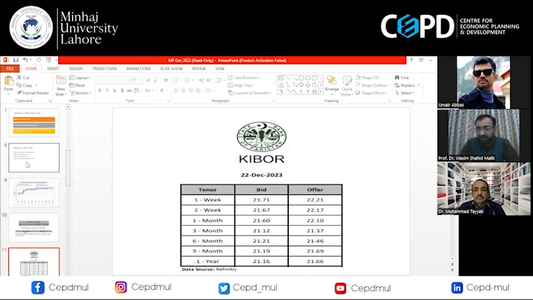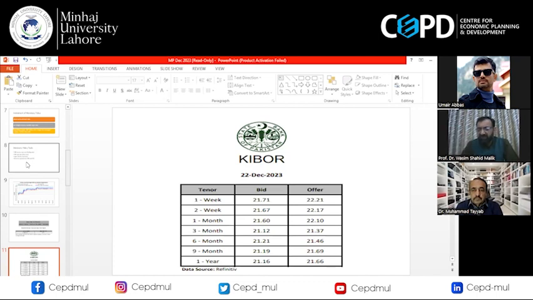Now look at the KIBOR rates. All these KIBOR rates are within the limit of 21 to 22%. Although there is no guarantee that the 1 year KIBOR rate is within the limit, and it can be outside, because the limit is set for the short-term interest rate. If you look at the 1 week, 2 week, and 1 month KIBOR offer rates, 22.21, 22.17, and 22.10, all are well close to the policy rate of 22%.